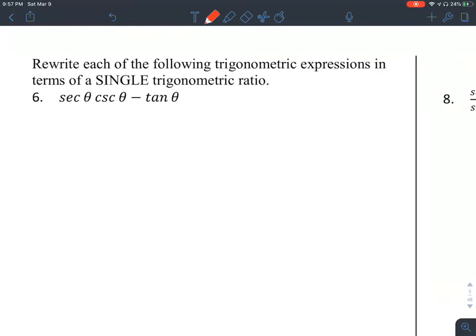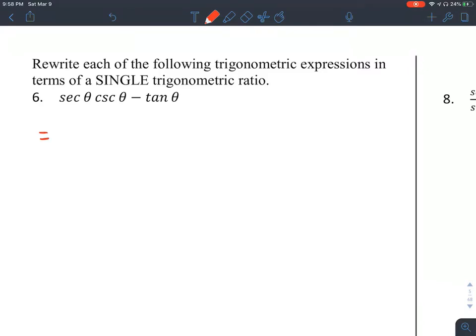Rewrite each of the following trig expressions in terms of a single trig function. Now this doesn't say sine or cosine. It just means when we're finished, it should be one trig function. Shouldn't be any numbers or anything like that. I think it's just one trig function. So let's change it in terms of sine and cosine. That's usually good advice no matter what the directions say, and then see what happens from there. Doesn't mean we're going to leave it in those terms.